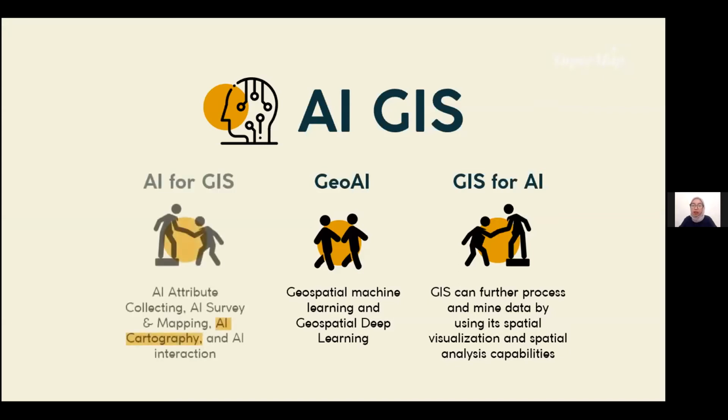And the last one is AI for GIS. AI for GIS refers to the use of AI technology to improve the intelligence of GIS software, including AI attribute collecting, AI survey and mapping, AI cartography, and AI interaction. AI cartography will be the main topic of the webinar today.